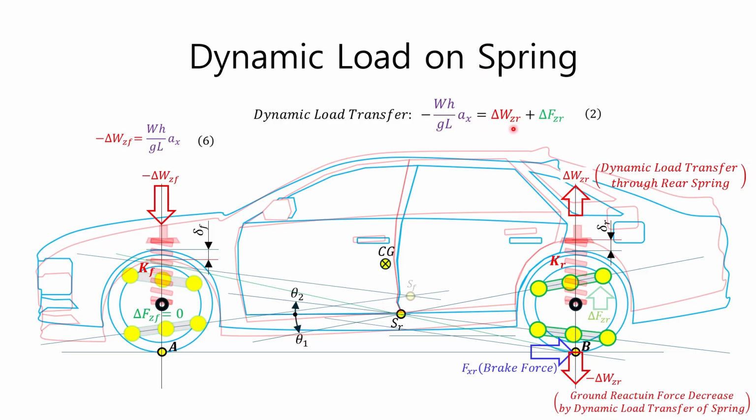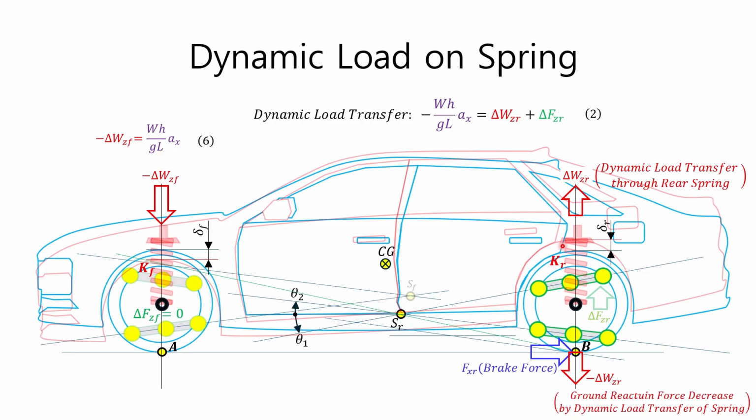In this figure, we exclude load transfer through the suspension links and consider only load transfer through the springs. The amount of the load transfer through the springs depends on the location of the center of gravity, CG, and the virtual reaction point, SR. This will be explained in detail later.